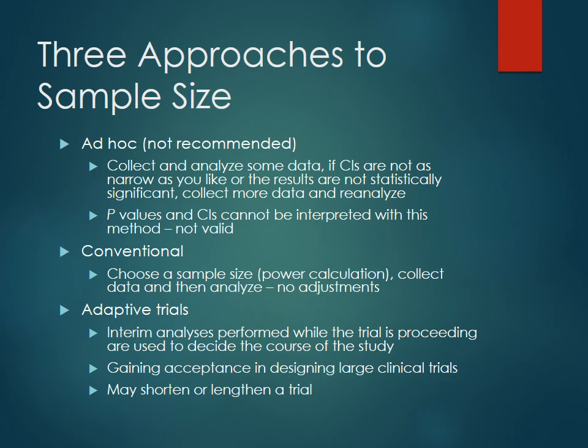There are a couple of different approaches to doing sample size. We talked about some of these earlier in the class, but you can do things ad hoc. This is more convenience than anything else, where you collect and analyze some data. If confidence intervals are not as narrow as you like, or the results aren't statistically significant, you say, well, I'll go out and collect some more data and reanalyze and see what happens. You think this is pretty valid?